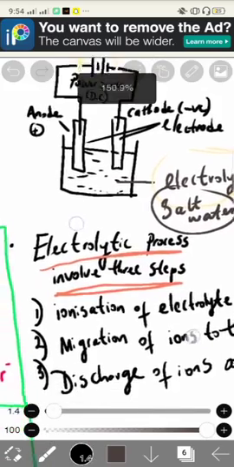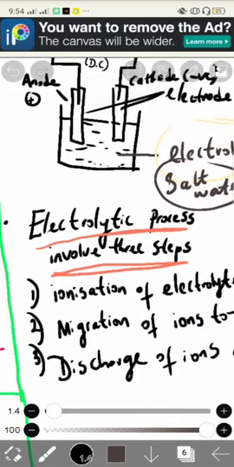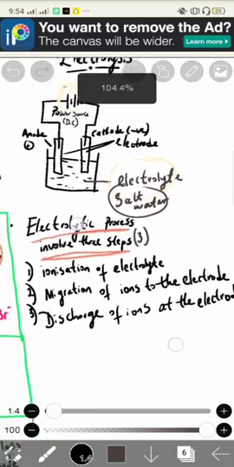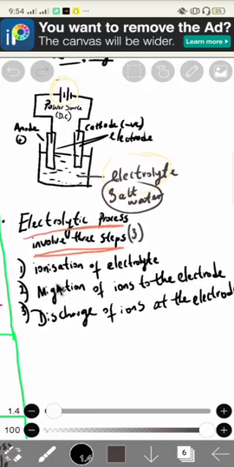So now let's move on to the electrolytic process. The electrolytic process involves three steps. So the electrolytic process involves 3 steps, which are: first one is ionization of electrolytes. Don't forget, an example of an electrolyte is salt water. And don't forget also that an electrolyte is a substance that conducts what?